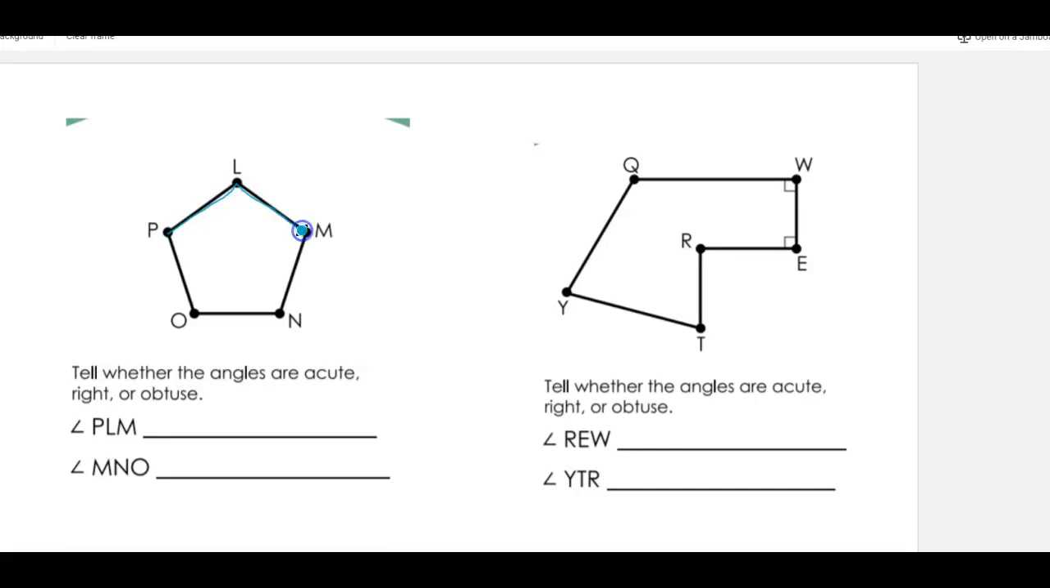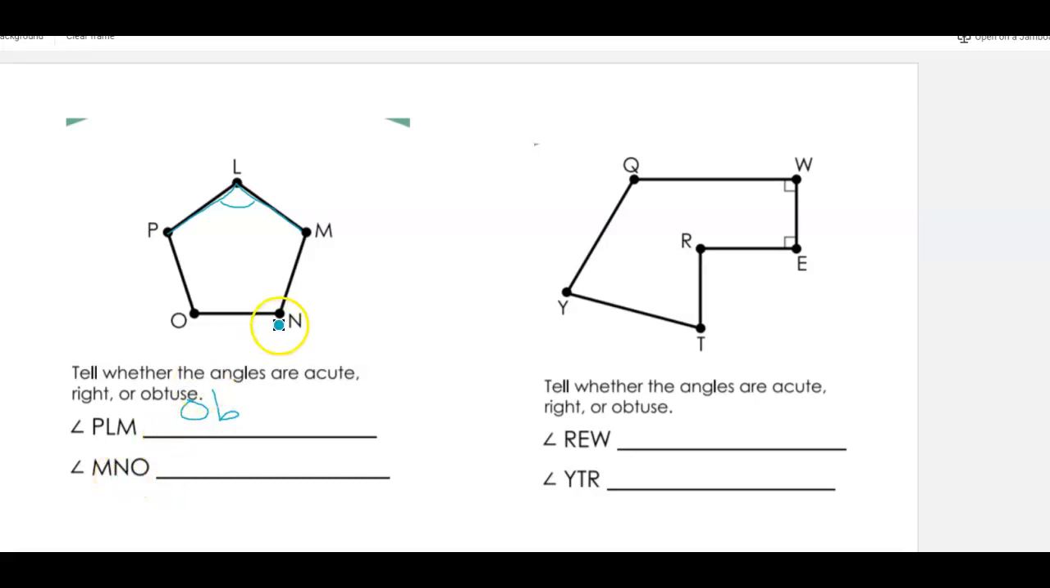PLM, right? So it's this angle we're looking at. Huh, is that a right angle? Is that straight up and down? It doesn't look like it. It looks actually like it's obtuse, right? It looks like a little more than 90. I'm going to say obtuse.